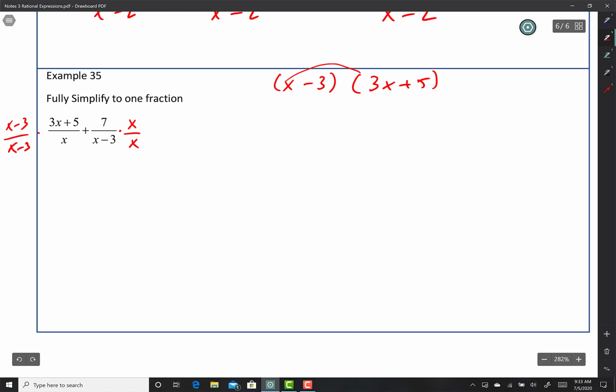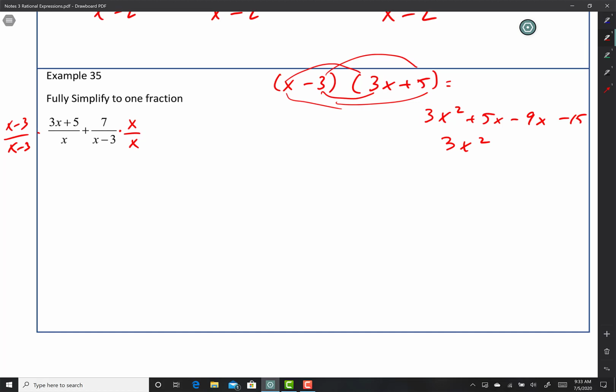Look, x times 3x, that's just 3x squared. x times 5, that's a 5x. Negative 3 times 3x, that's going to be a minus 9x. And then negative 3 times a positive 5, that's going to be a minus 15. So 3x squared, the difference between 5 and 9 is 4. The 9 is larger, so minus 4x minus 15. So hopefully you guys are okay with that.